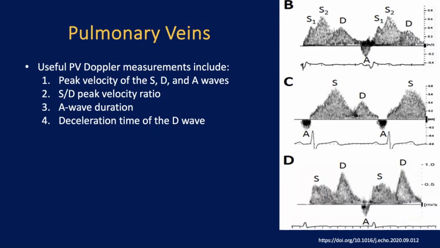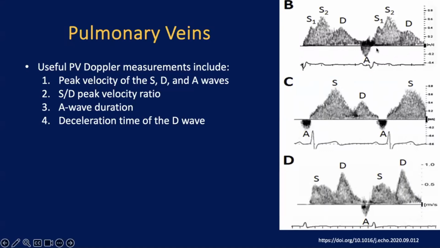The background is always affected. So we have 3 antegrade flows and 1 retrograde. We have S1 and S2. The S is during systole, the D is during diastole, and the A is during atrial contraction. Some places will call it AR, atrial reversal. And depending on the pathology the patient has, you will see the abnormality.